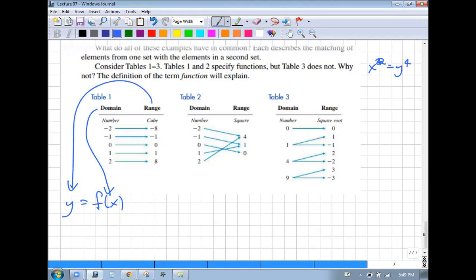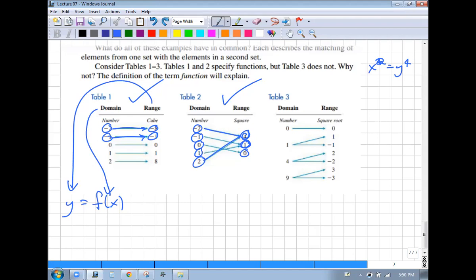This would be a function because for each one number in, I'm only getting one number out. This guy over here: one number in, one number out, one number in, one number out, and so on. So it's a function. Yes, it has this property where both -2 and 2 give me a 4, but that's okay. The point is I'm plugging in one number and getting back one number. Two different numbers giving me the same number is okay. It's still a function.